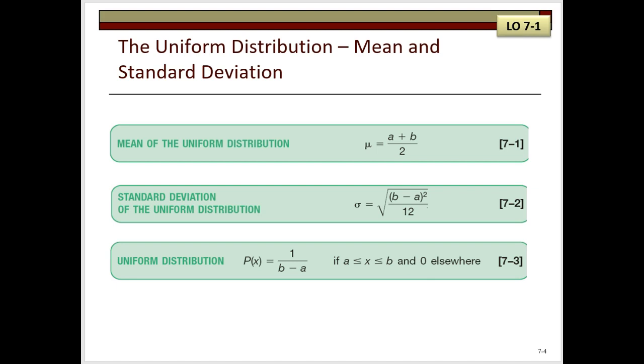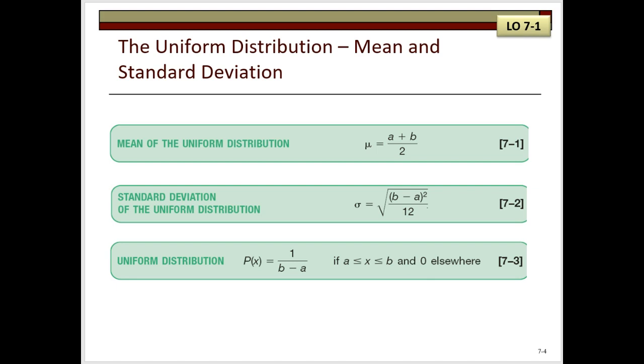The standard deviation describes the dispersion of a distribution. In the uniform distribution, the standard deviation is also related to the interval between the maximum and minimum values. It is computed by first squaring the difference between the highest and lowest values of the distribution, dividing the squared difference by 12, and then getting the square root of the resulting value.